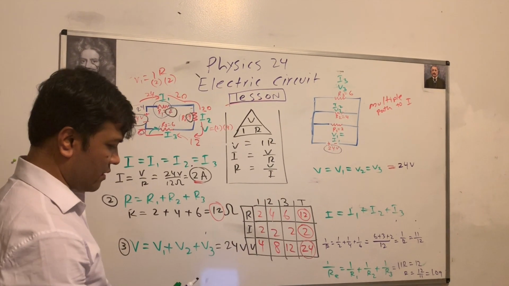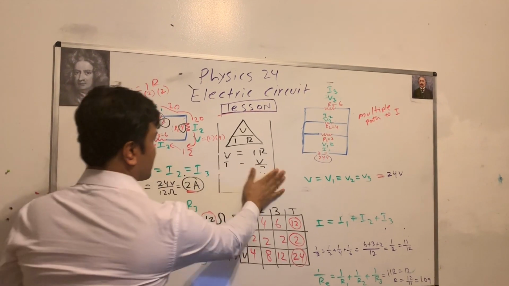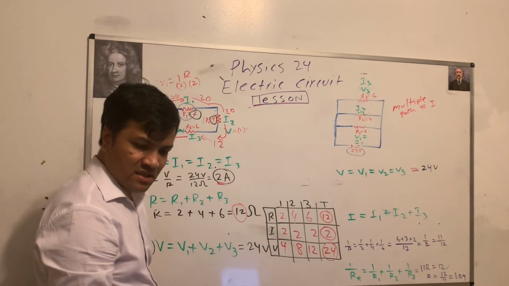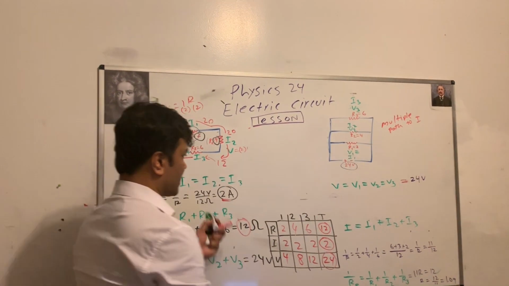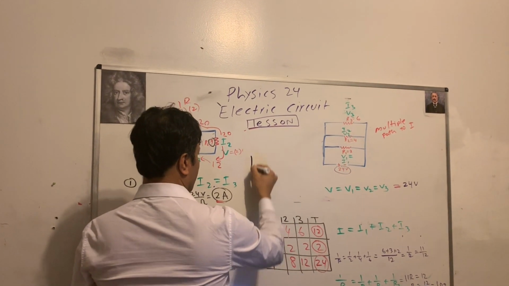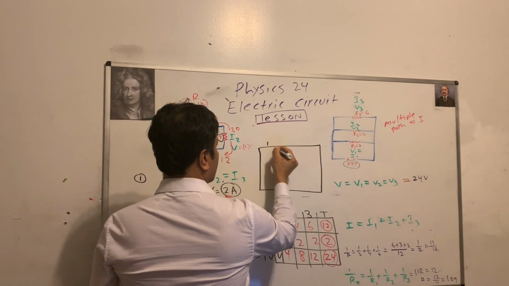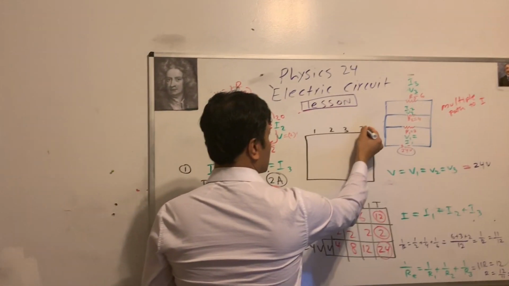Now we're going to make a table like this right here. Remember Ohm's law. You're not going to forget Ohm's law, right? No, I don't think so. Ohm's law is fundamental to electric circuits. So this is 1, this is 2, this is 3, this is total.